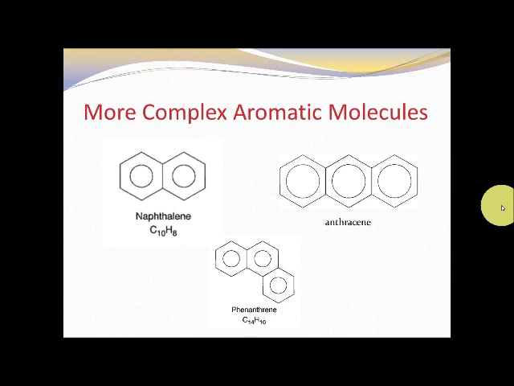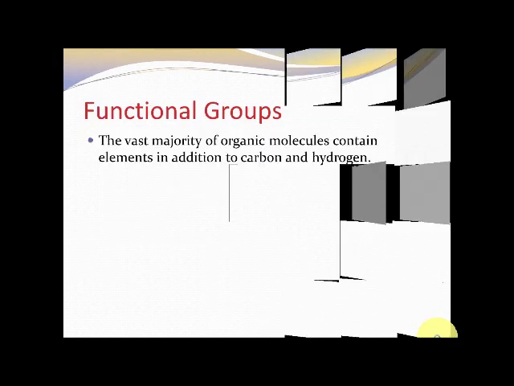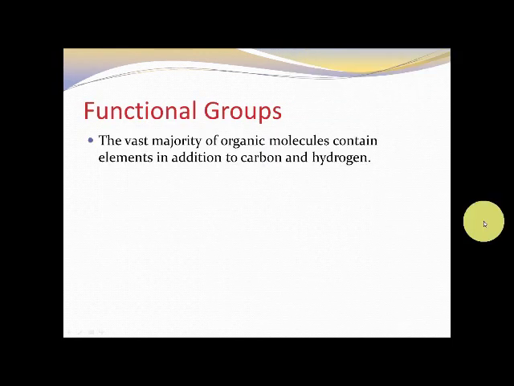These are some more complex aromatic compounds. You won't ever have to identify these, but if you've ever heard of naphthalene before, it stinks. It really stinks. It's aromatic in the bad sense. Anthracene and phenanthrene are all right there, where they're connected benzene rings.